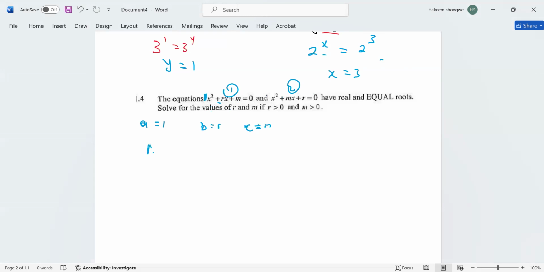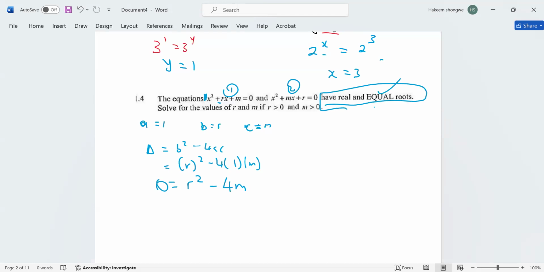Then the discriminant is equal to b squared minus 4ac. So we have r all squared minus 4 multiplied by 1 multiplied by m, which is r squared minus 4m. This is going to be equal to 0 because they said they have real and equal roots. Equal roots means the discriminant should be equal to 0. You can start there and say discriminant is equal to 0, real and equal roots. You get a mark for that, a mark for substitution and 1 mark for this one.